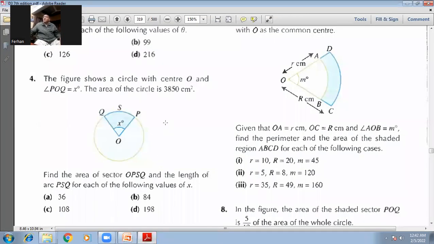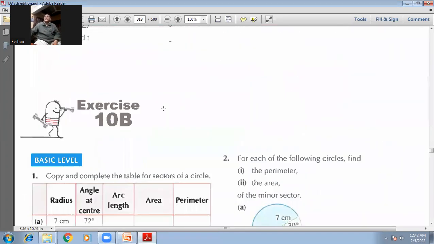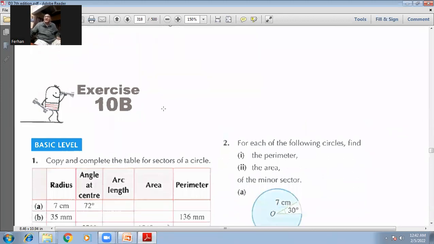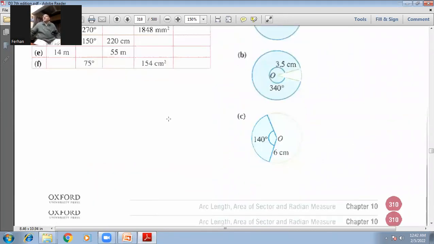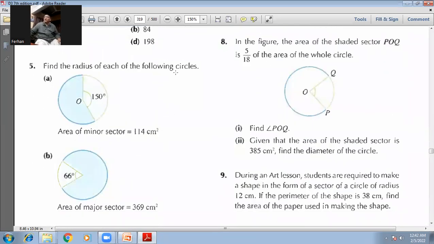Okay, I mean the third part of the question number 7. So this is question number 7 from the exercise. We are doing the exercise 10B from the book D3. So I'm done with the question number 7, so let's move to the next question. The question number 8 is coming up on your screen.